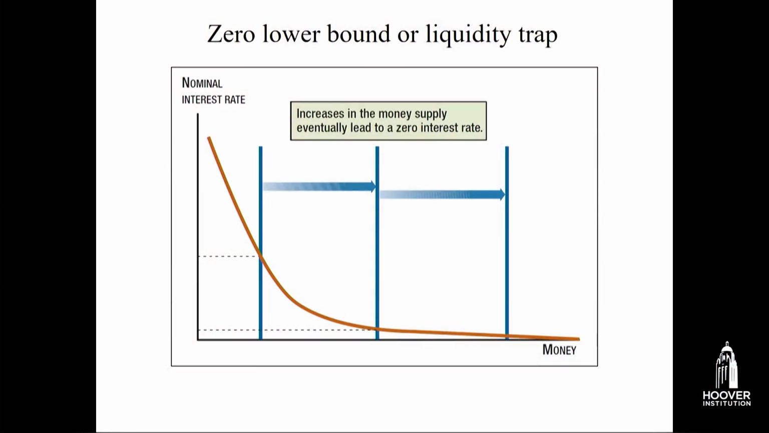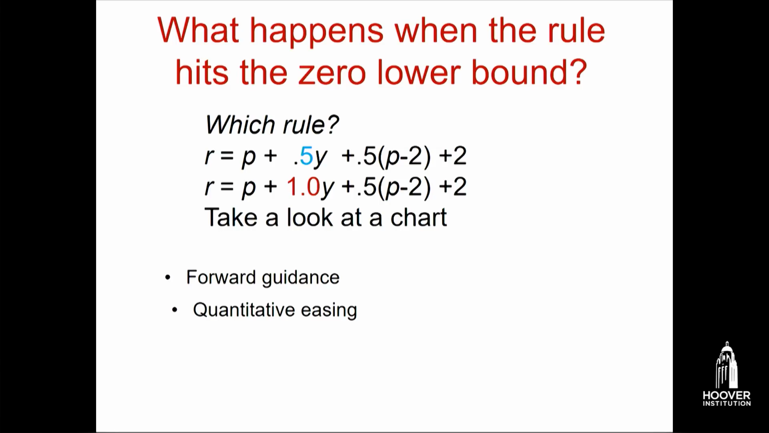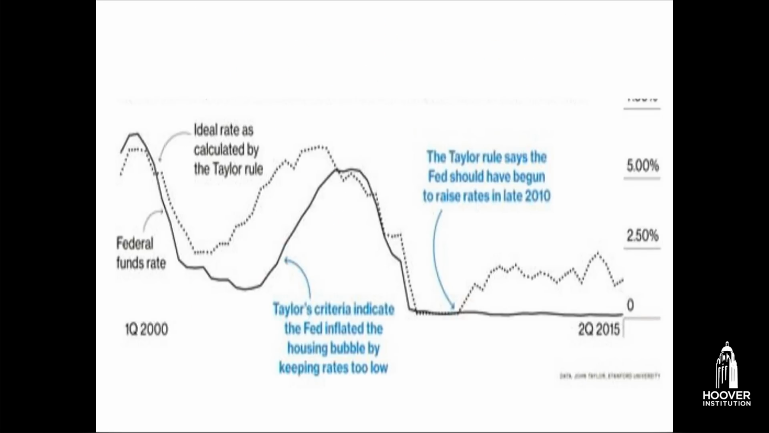So there's a question: how does this work when the interest rate is zero? Well, you can see the problem. More and more money shifts the vertical line to the right, more supply of money. You go along the demand curve, and the interest rate doesn't fall below a certain point. So at some point, the interest rate is just constrained by the zero bound. And that has led to many different things.